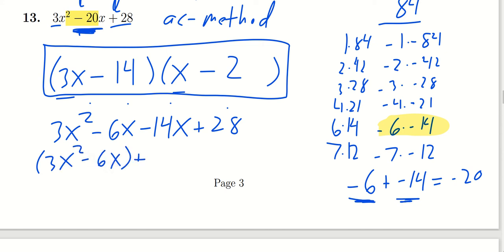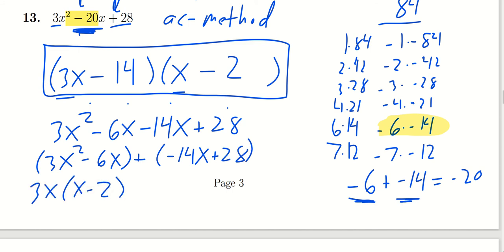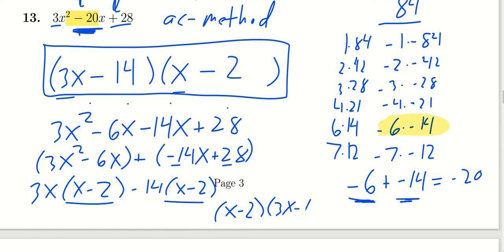I group the first two. I group the second two terms. We pull out our GCFs. That's x minus 2. Here you can factor out a negative 14. We get x minus 2. And now x minus 2 is a common factor. So we pull that out, and we get 3x minus 14.